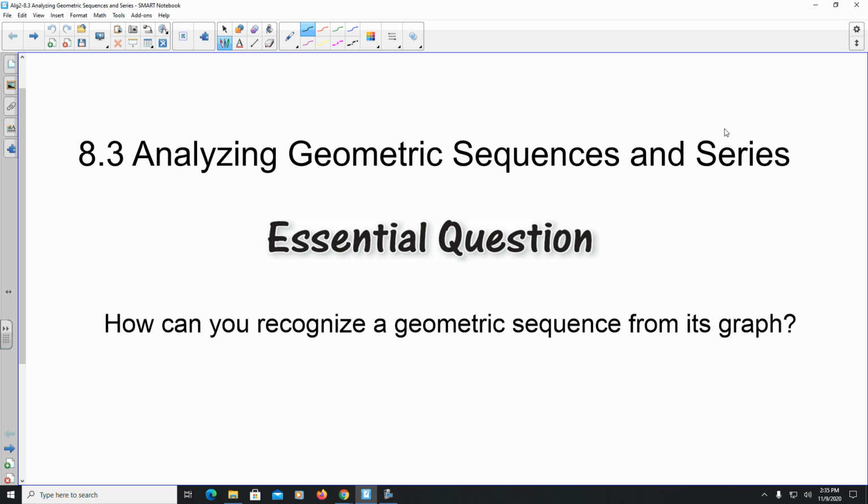In this lesson, we're going to be looking at section 8.3, where we're going to be analyzing geometric sequences and series. So here it says, how can you recognize a geometric sequence?